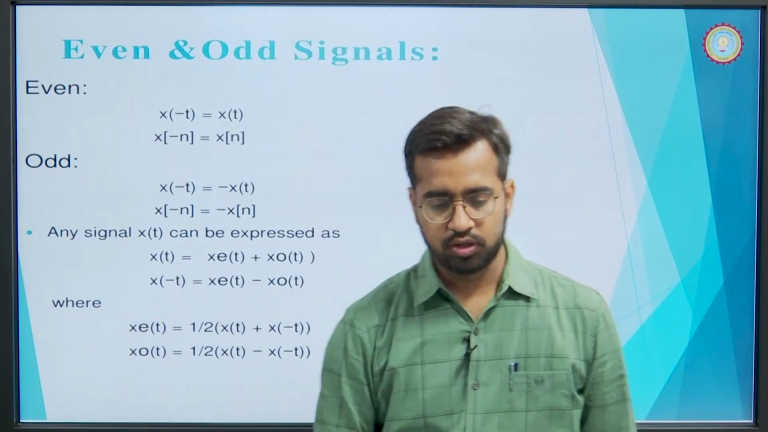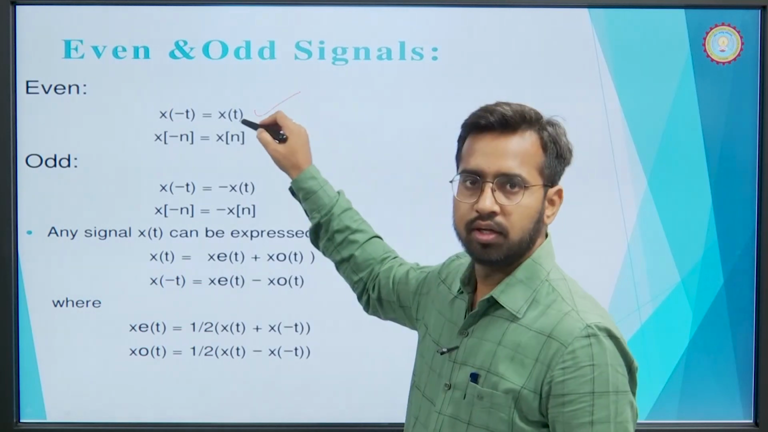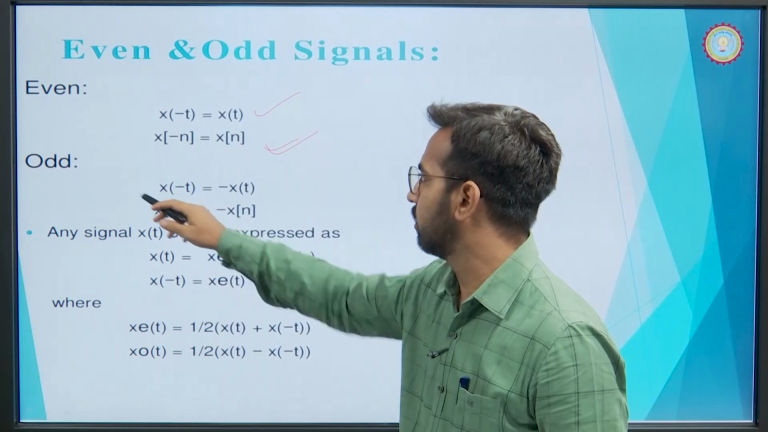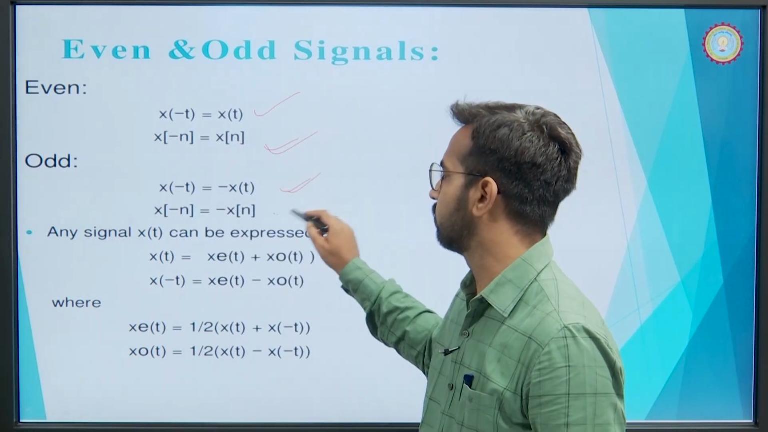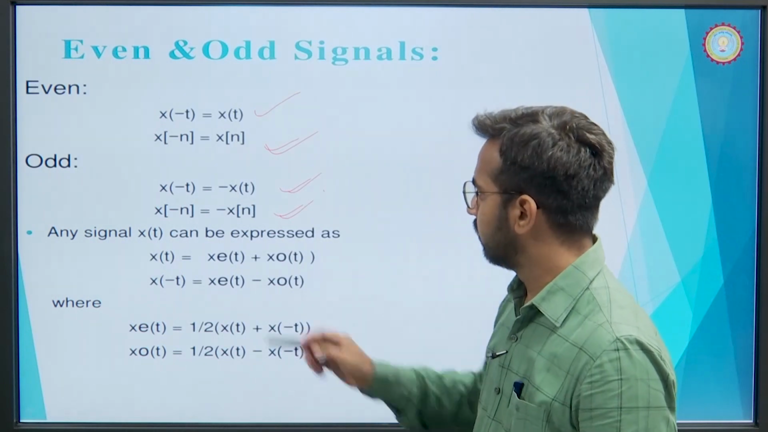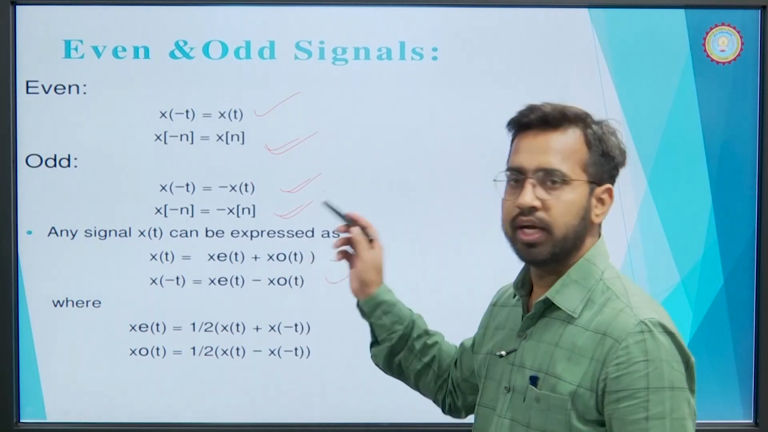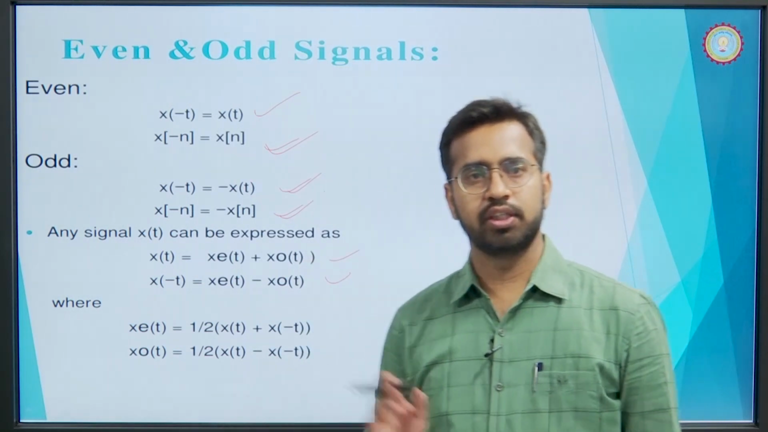So, the same will be for discrete systems. This is for continuous signals, and this is for discrete signals. Similarly, for odd signals, this is for continuous, and this is for discrete. Again, as we have discussed, any signal can be represented in the form of the sum of an even plus an odd signal.